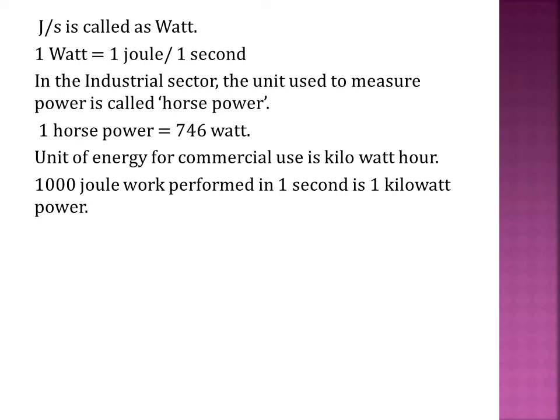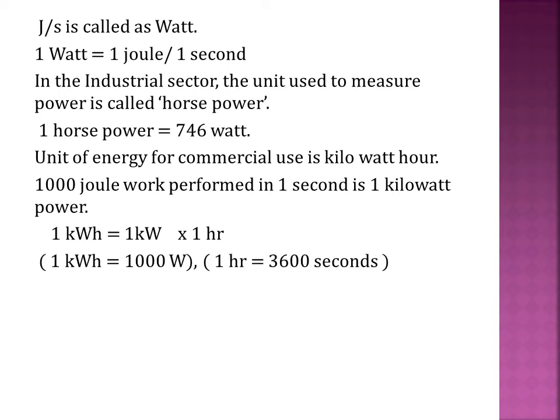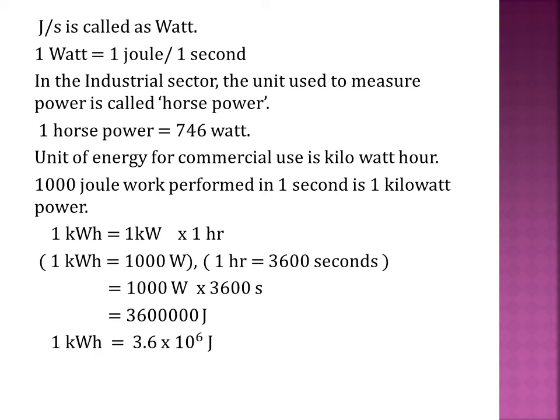We know that 1 kilowatt is equal to 1000 watt and 1 hour is equal to 3600 seconds. Hence, 1 kilowatt hour will be equal to 36 lakh joule. 1 kilowatt hour can also be written as 3.6 multiplied by 10 raised to 6 joule, by laws of indices. Now, electricity used for domestic purposes is measured in units; 1 kilowatt hour is equal to 1 unit.